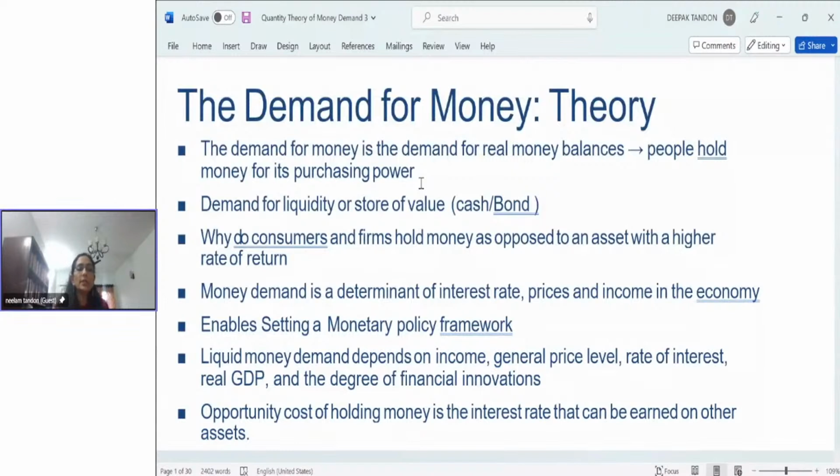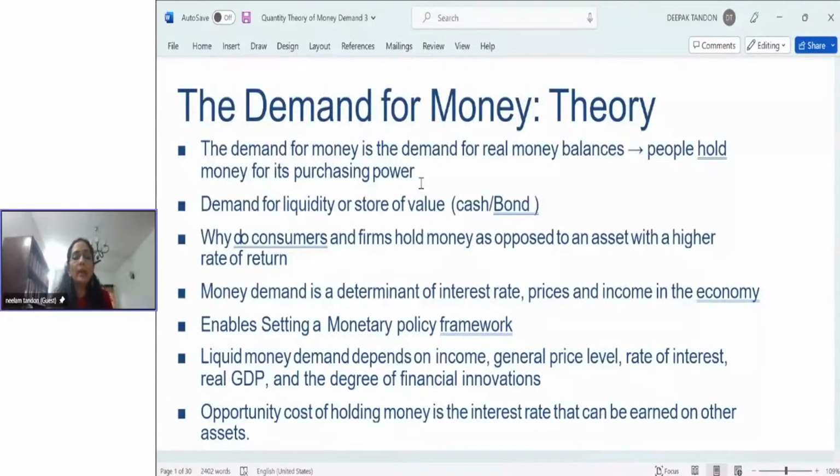So money demand also helps RBI to frame its monetary policy framework. Shall we go for increasing the interest rate or not? Shall we go for decreasing the interest rate? How can the money demand be controlled? How can the money demand be promoted in the economy? And accordingly, they take a call that the repo rate should be increased or decreased.